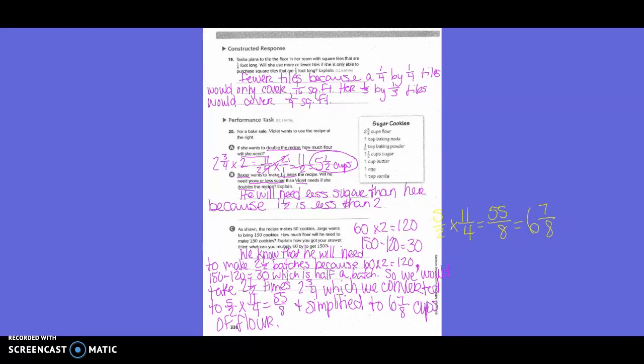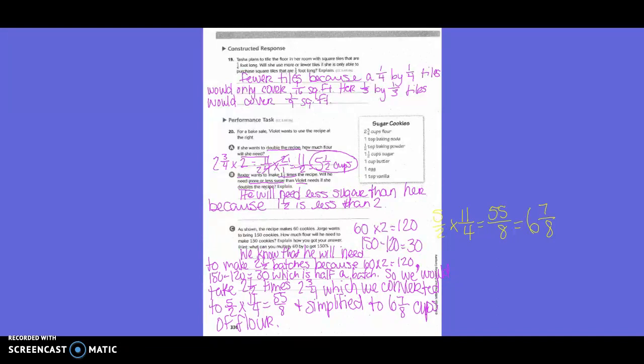Constructed response 19. Tasha plans to tile the floor in her room with square tiles that are 1/4 foot long. Will she use more or fewer tiles if she is only able to purchase square tiles that are 1/3 foot long? Explain. Fewer tiles, because a 1/4 by 1/4 tile would only cover 1/16 square foot. A 1/3 by 1/3 tile would cover 1/9 square foot.